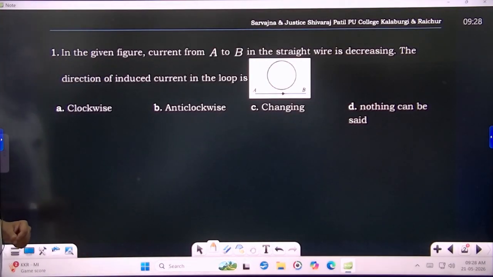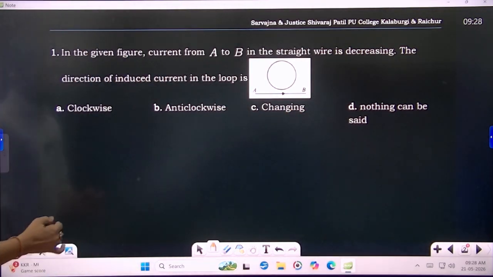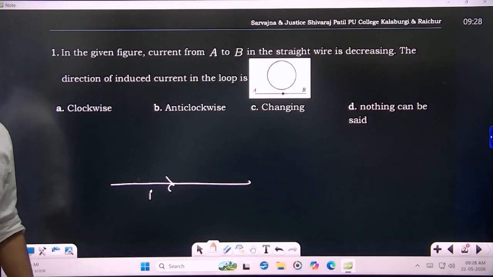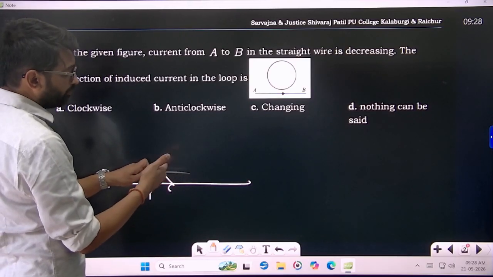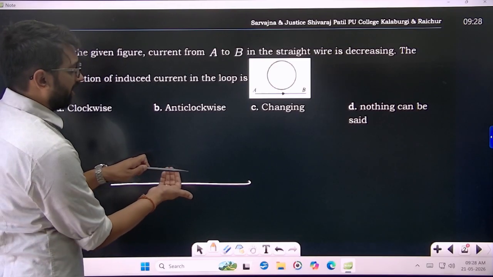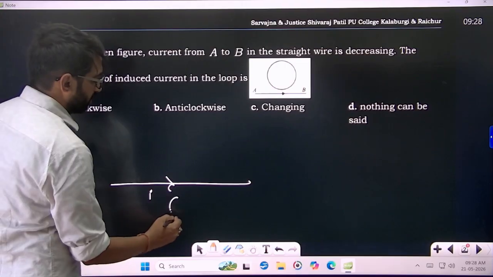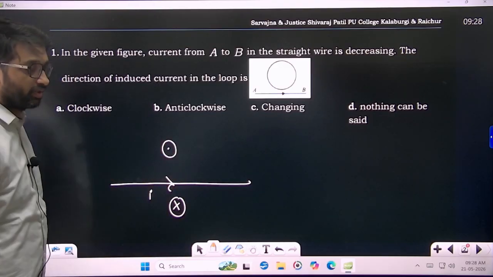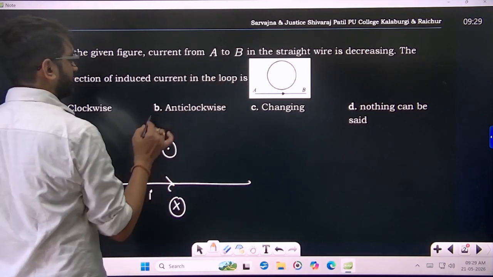current from A to B in a straight wire is decreasing. So here current is decreasing in this wire. Now, this is the current carrying conductor. So when you hold this wire with your right hand, below the wire your four fingers are curling into the board, into the plane, and after holding this wire, your fingers are coming outwards. So here the field is inwards and here the field is outwards. So this is outwards.